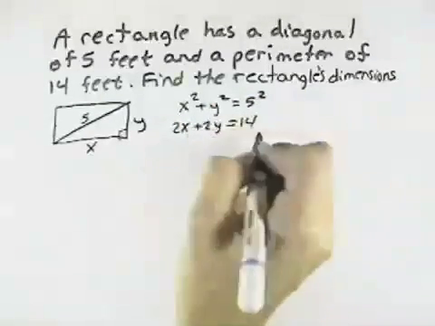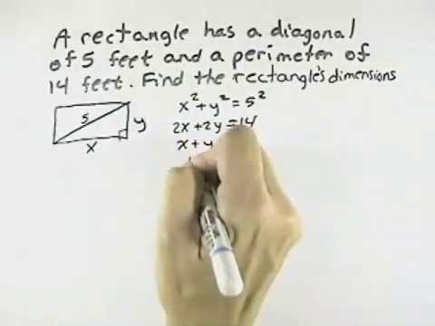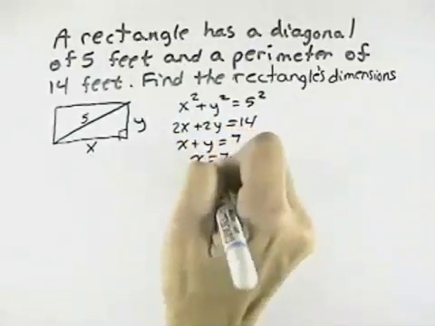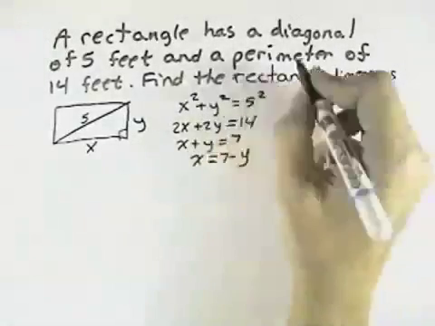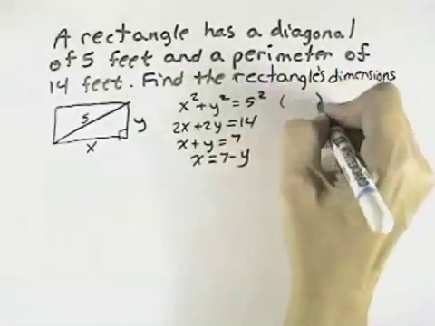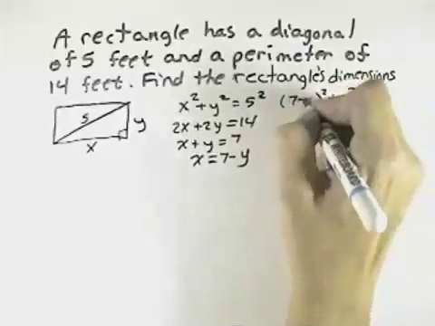Working with perimeter, I could divide everything by 2 to get x plus y equals 7, which means x equals 7 minus y if I wanted to isolate the x, because that allows me now to substitute that back into my original equation. So I could take out the x, leaving everything else the same, and substitute in 7 minus y.